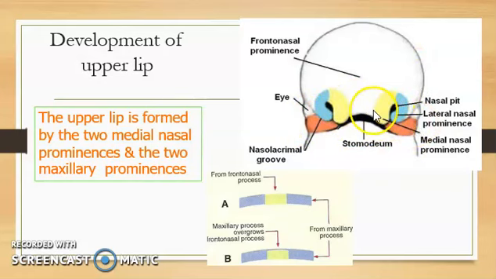and the central part, that is the philtrum of the upper lip, is derived from the medial nasal prominences. These two together join to form the intermaxillary segment, and then it forms the philtrum of the upper lip. And the lateral part of the upper lip is derived from the maxillary prominence. So the upper lip is formed by the two medial nasal prominences and two maxillary prominences. Fine.